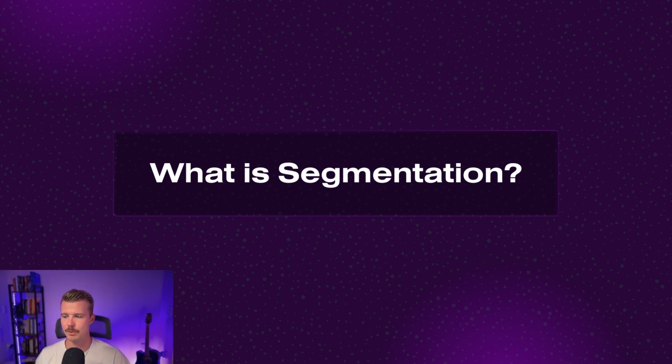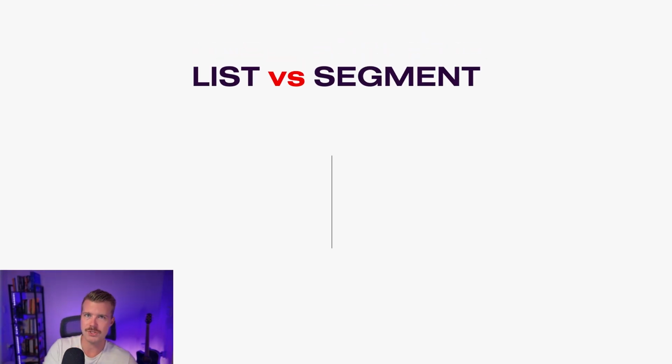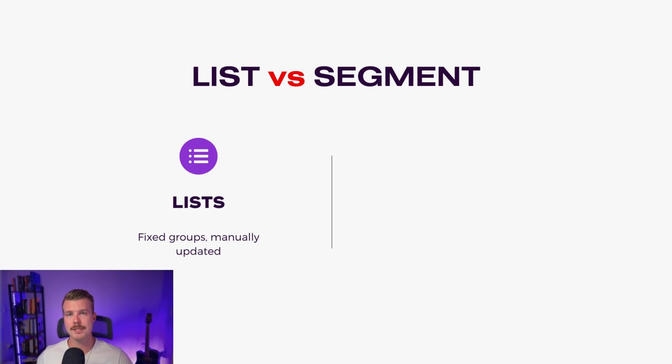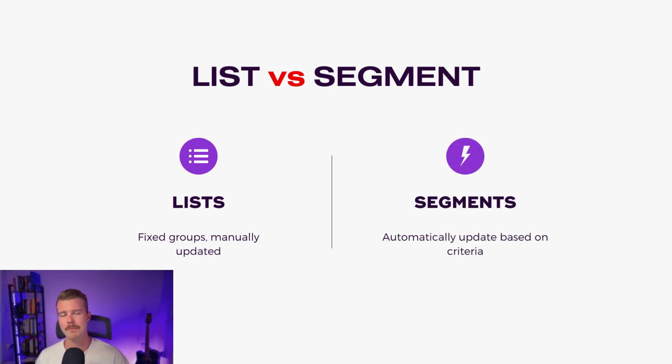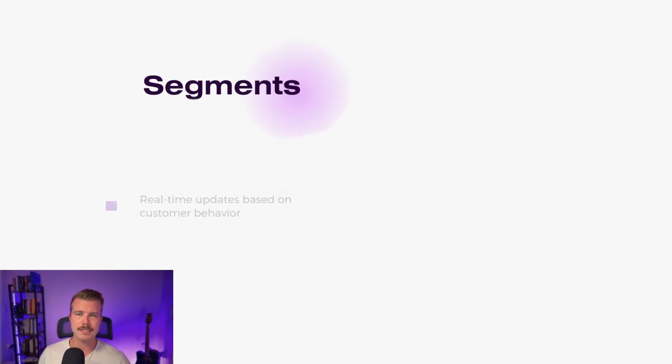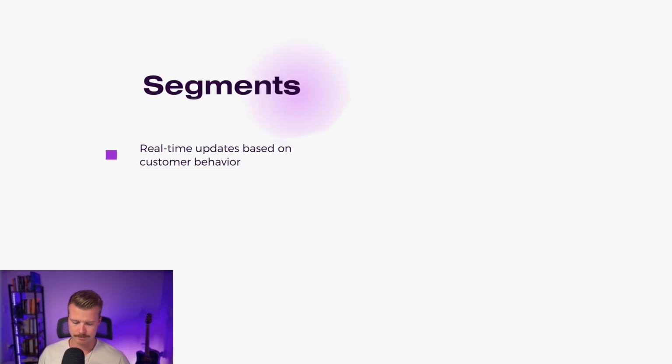Before we dive into all the ins and outs of segmentation, what actually is segmentation? Well, with email marketing, you have a list versus a segment. Lists are fixed groups that are manually updated, and segments are updated automatically based off of a given set of criteria. With segments, you have real-time updates based off of customer behavior. Customers can be in multiple segment groups at the same time.